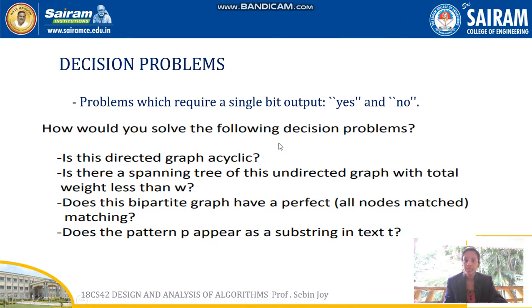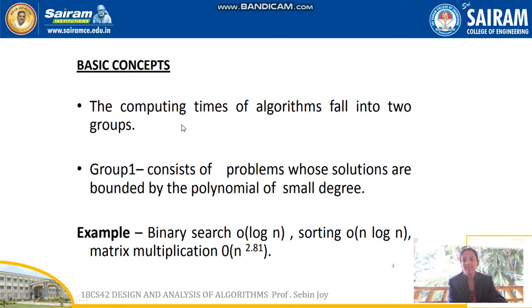But how do we solve these decision problems? Examples of decision problems that we have to solve when we do algorithms: does this directed graph have a clique, or is there any spanning tree of this undirected graph with total weight less than W? Does this bipartite graph have a perfect matching? Does the pattern P appear as a substring in text T? How to solve these kinds of problems? Because these problems require only one output, yes or no, we should first learn the basic concept.